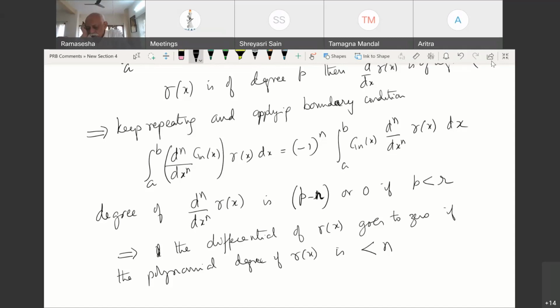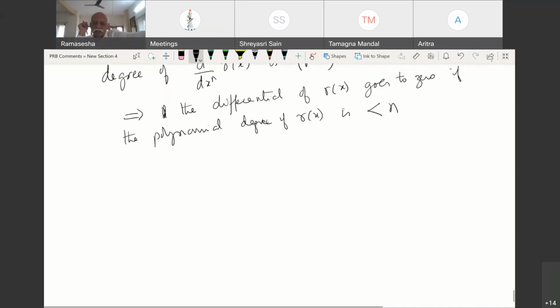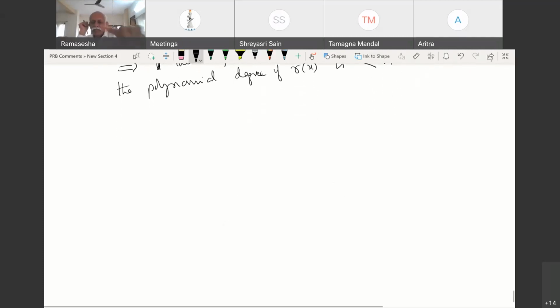Okay, so the right hand side will be 0, and so I have proved that phi_n(x) is orthogonal to all polynomials of degree less than n. Is this clear? Yes, sir. So this is the general formula. I will talk about some classical orthogonal polynomials.